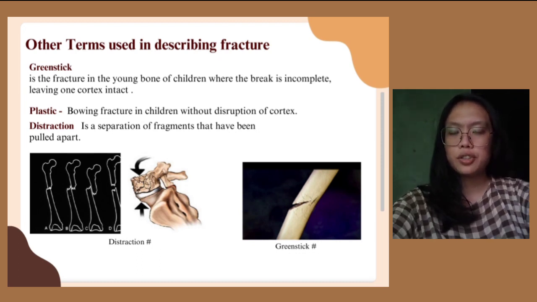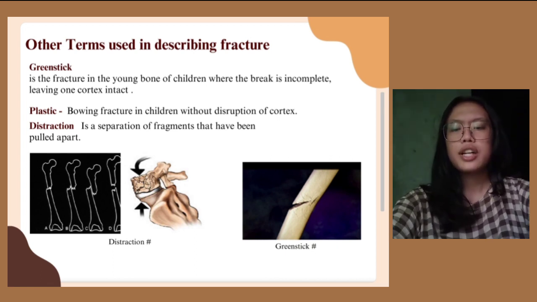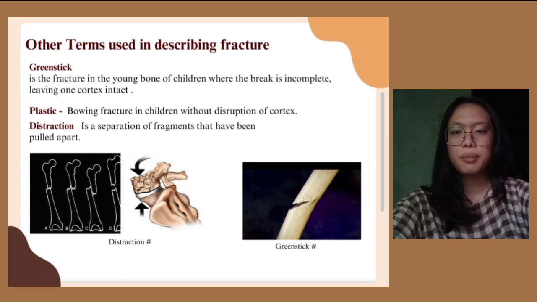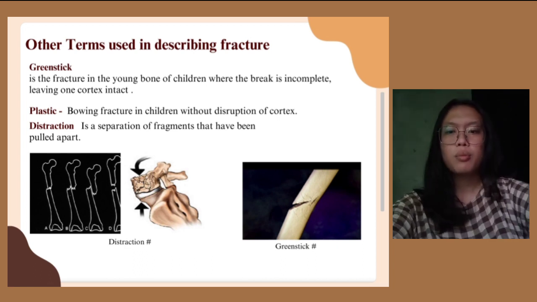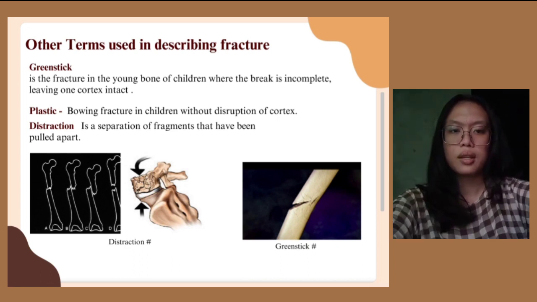Bowing fracture in children without disruption of the cortex. Plastic or bending deformities. Children's bones are a bit more flexible than adults, so they can develop some bowing or curvature to a bone without an obvious fracture line. These are still treated like a fracture to help the bone reset correctly.